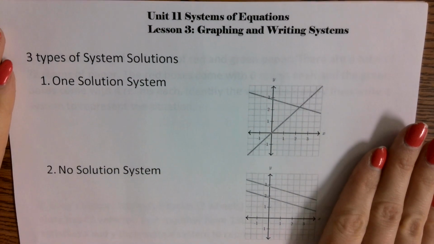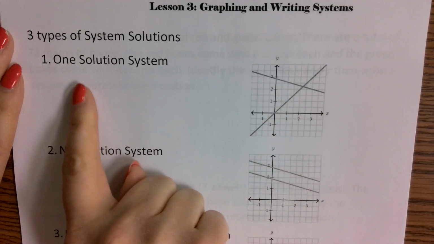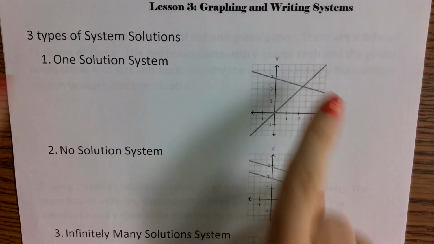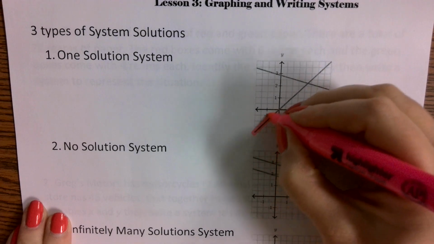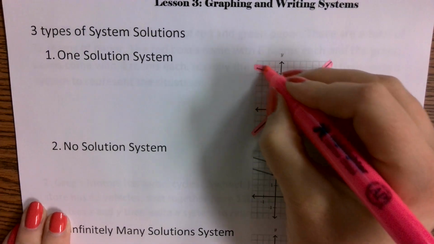With a system, when we graph it, if it has one solution, then you have intersecting lines. So you've got two separate graphed lines here, two graphed intersecting lines.